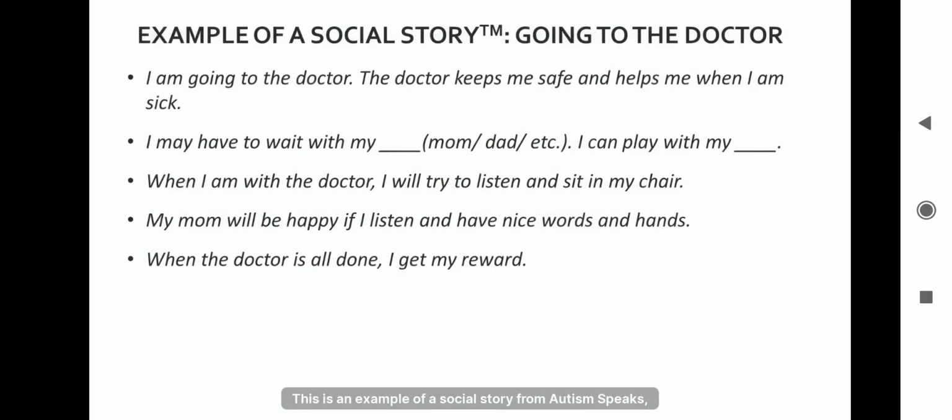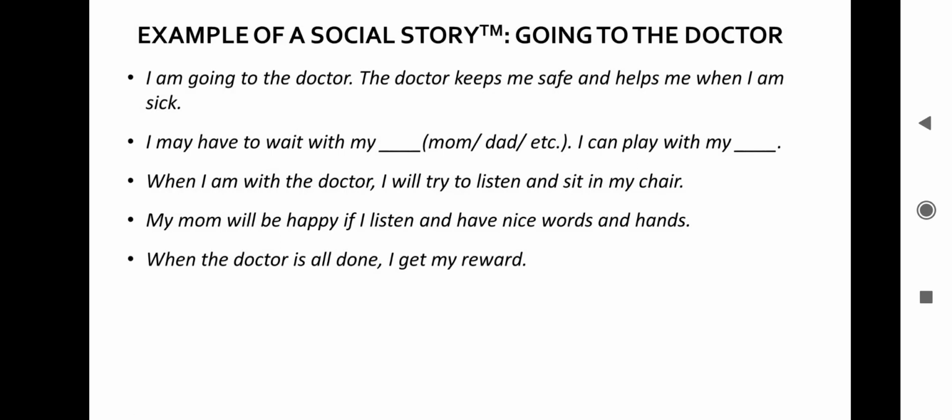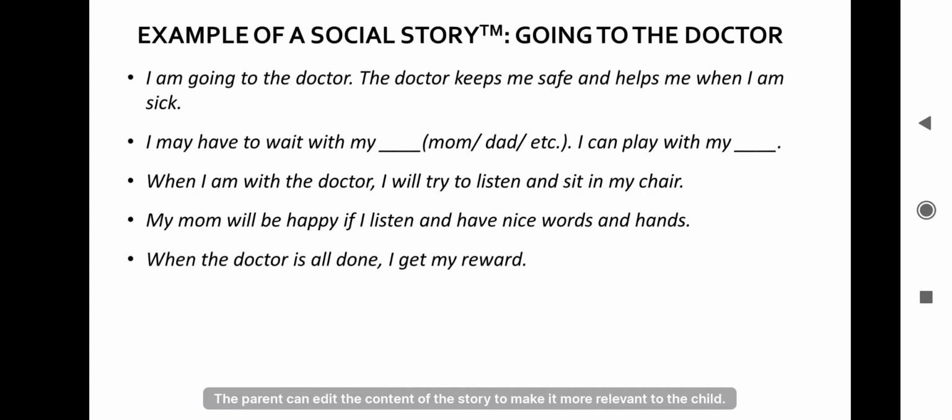This is an example of a social story from Autism Speaks to help prepare a child when going to the doctor. The parent can edit the content of the story to make it more relevant to the child. However, one should not make the story overly specific, lest the child reject the encounter if it differs from that in the social story.